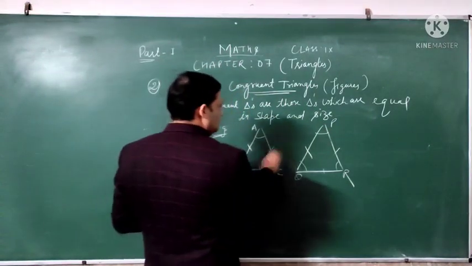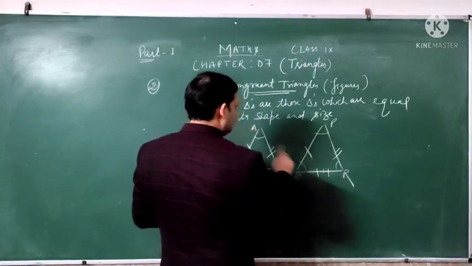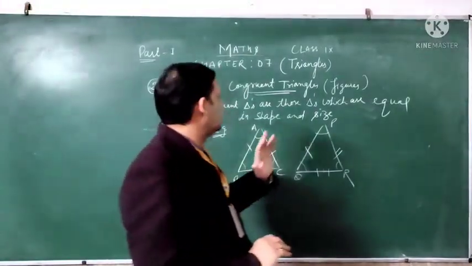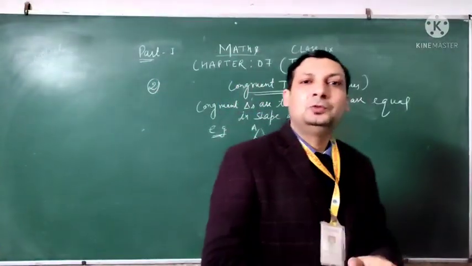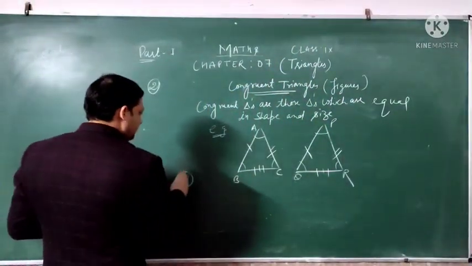1 cut, 2 cut, similar, 3 cut. Means this side equal to this equal to this. Now we will discuss rules. How can we prove triangles are congruent? First rule, we will discuss side.